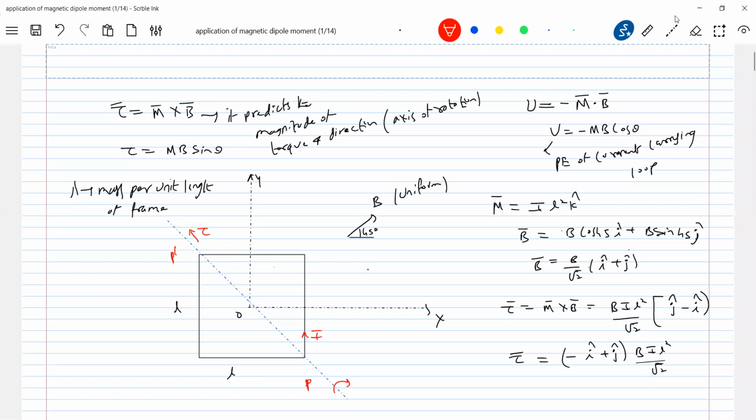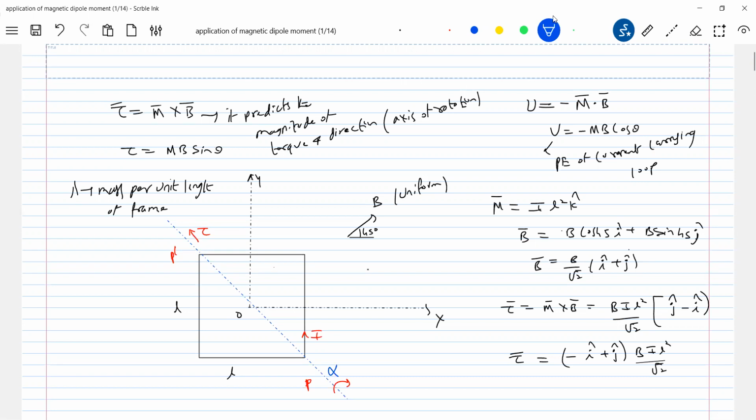How do we define equilibrium? Net force and net torque should be zero, and potential energy should be minimum. Then that is said to be stable equilibrium. So is it in stable equilibrium? Because torque acting means it's not in a stable equilibrium. How to calculate that alpha, angular acceleration? I'll come to equilibrium later on.